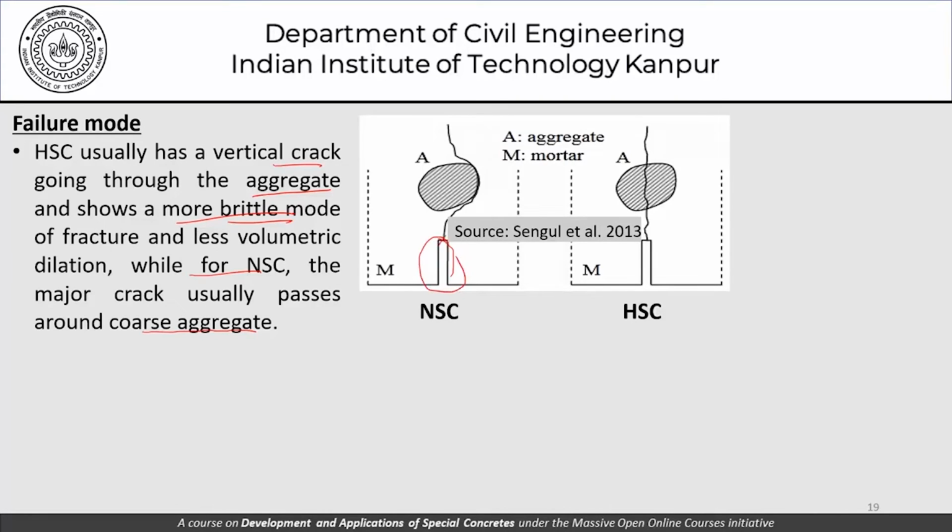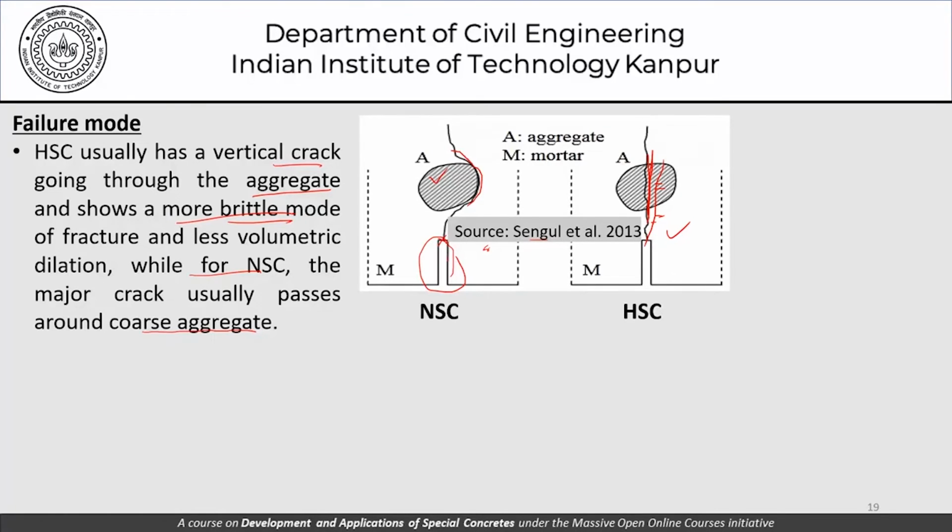This is what is represented here in a schematic sketch. If we have a notch which we are using to initiate the crack propagation from here, in the normal strength concrete it will tend to circumnavigate or go around this coarse aggregate here, whereas in high strength concrete, because of the comparable strengths of the mortar phase and the coarse aggregate, this mortar being much stronger than this mortar here, the aggregate tends to break and the crack propagation occurs through the concrete.